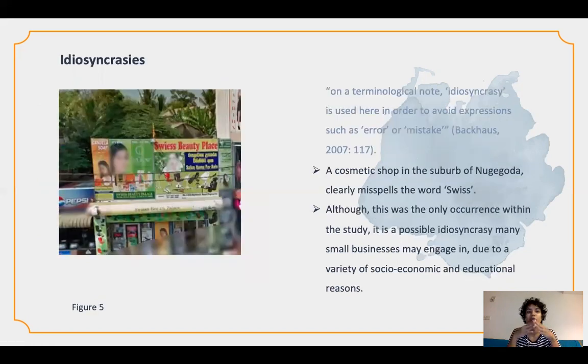And then we come to idiosyncrasies, right? Obviously, this is a better way of avoiding expressions such as error and mistake, as Backhouse says. And these are typographical errors you're going to see across Sri Lanka.